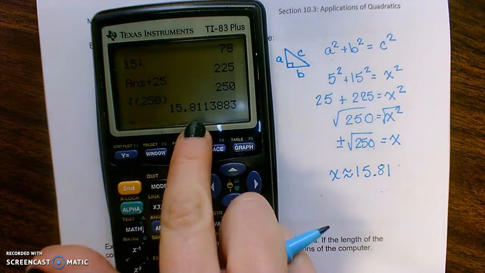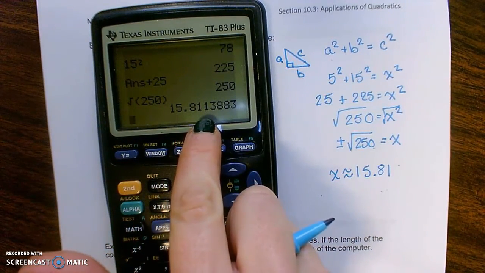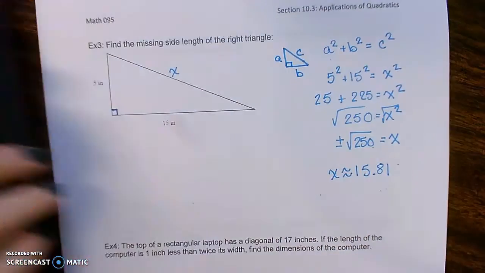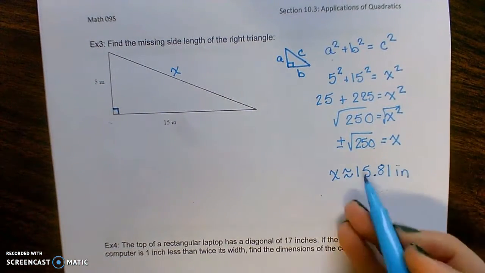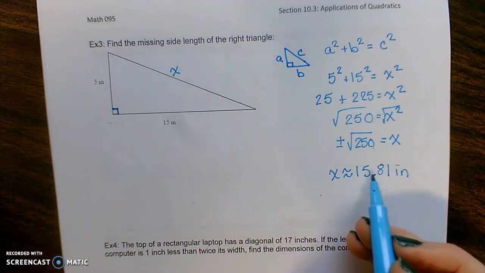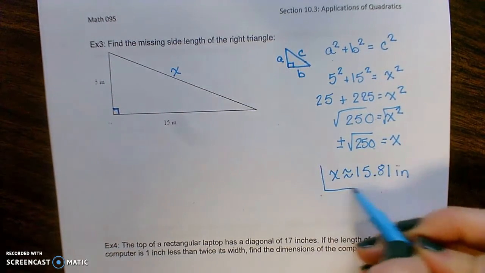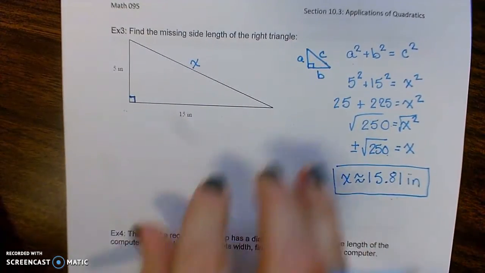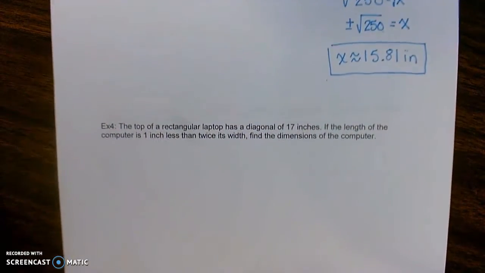If I round to two places, the digit in the third place is a 1, which tells you to leave the digit in the second place alone. So about 15.81, and I was dealing with inches here. Notice that I'm ignoring the negative version of this number because a negative length doesn't really make a lot of sense, so I'm only going to take the positive one. All right, so this was a simple exercise, but now let's apply that to a word problem.